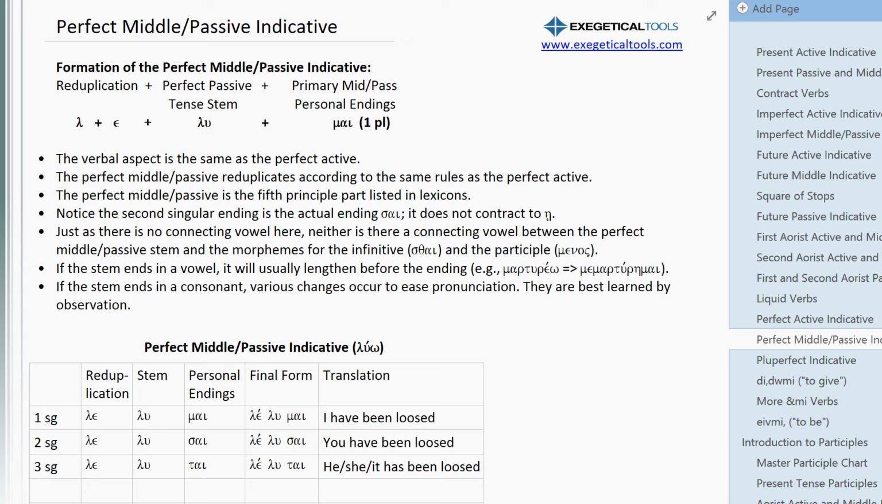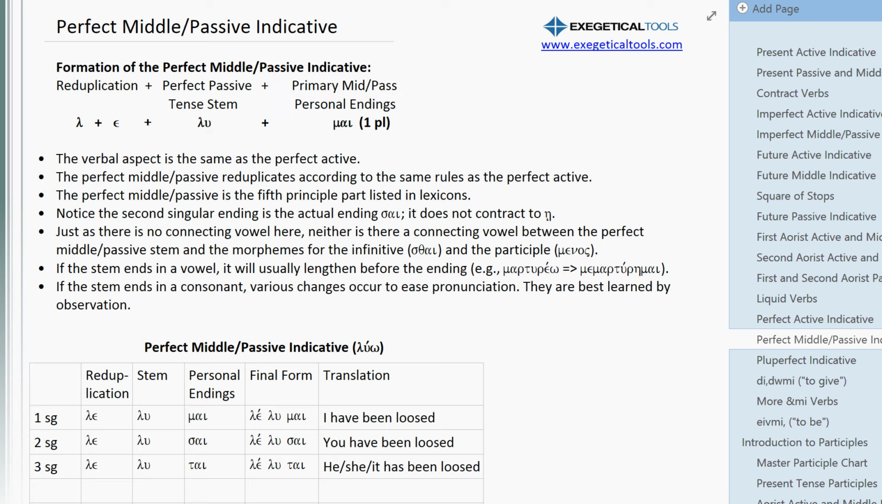So the perfect middle passive indicative is going to be very similar to the perfect active indicative, but it will have a different stem. It has its own stem, perfect passive, as opposed to the perfect active. And then it's got no connecting vowel. That's the biggest thing. See right here, there's no connecting vowel. And then it's going to use the primary middle passive endings instead of the primary active.